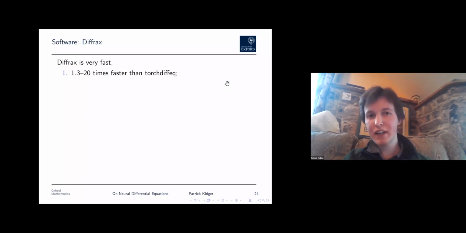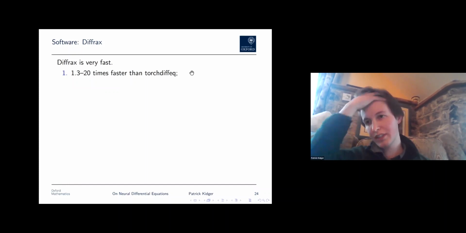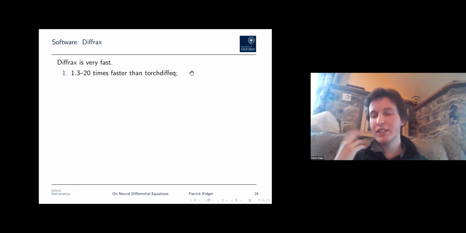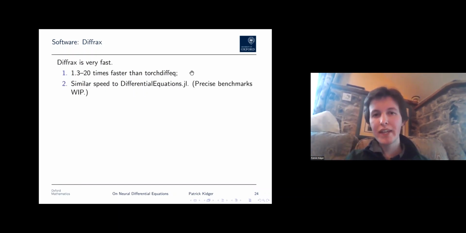Okay, what else? Diffrax is fast. It's lots faster than Torch diffeq. The basic point is that Torch diffeq is written in PyTorch, those of you who are familiar with Torch diffeq. But because it's written in PyTorch, there's an overhead of the Python interpreter. We don't really want that. Diffrax seems to be getting similar speed to DifferentialEquations.jl over in Julia. I've not done precise benchmarks on this yet, but initial ones seem to suggest that it's very, very similar.